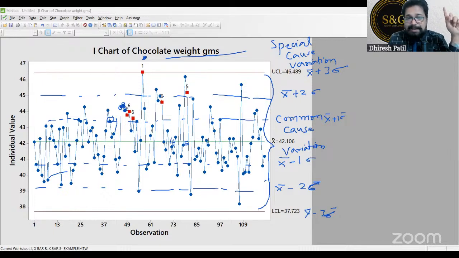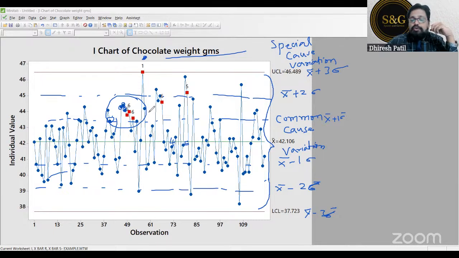Are you understanding this? Just type in the chat box. So it is indicating that there is a process shift on the higher side. Can you understand this? With the naked eye, we cannot comprehend or identify this, but software identifies it, and gives us a signal so that we can investigate it and take certain action about it.